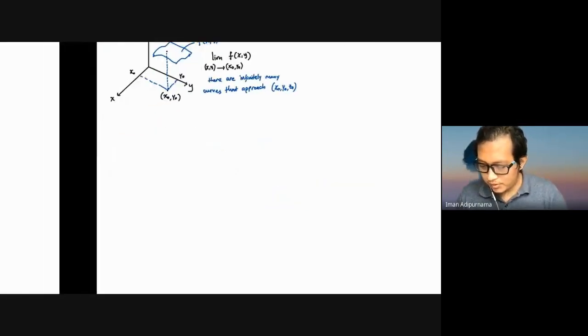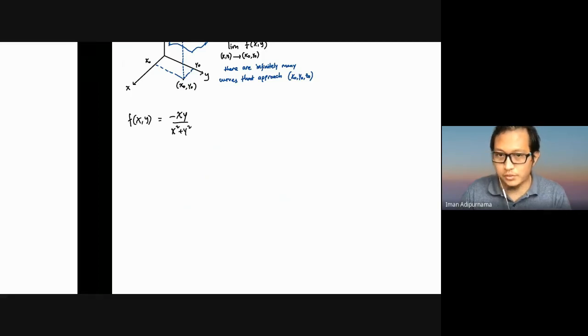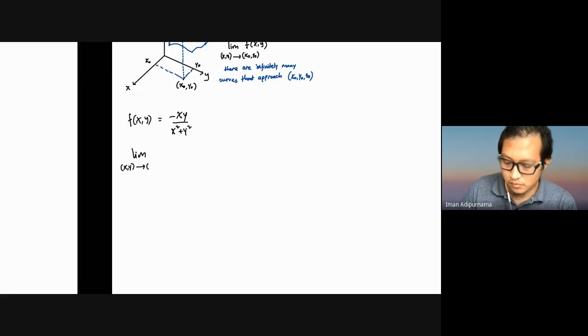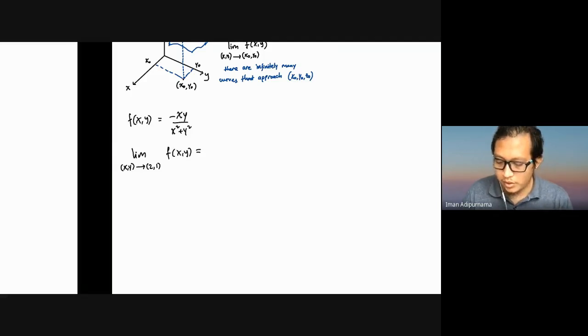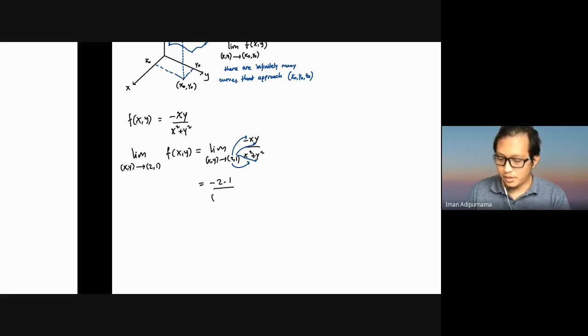Let me give you the example directly. If you have a function, let's say negative x, y, over x squared plus y squared, and you need to find the limit as (x, y) approaches (2, 1), so x approaches 2, y approaches 1, what you are going to do is just replace x and y with the numbers, right? So we can replace x with 2 and y with 1. So negative 2, 1, and then 4 plus 1. We can write easily, it's negative 2 over 5, right?